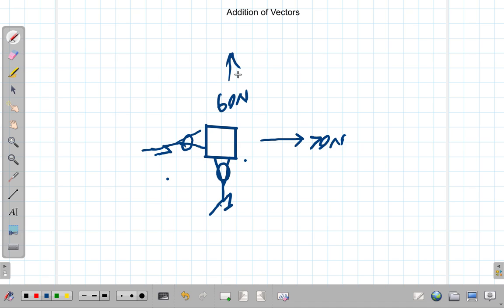Now what happened? The thing is, you can't just add them and say 70 plus 60 or 70 minus 60. You can't just do that, right? These vectors are not lined up in the same exact direction or in opposite direction. They are at, in this case, 90 degrees apart. So how do you deal with this type of situation? How do you add these two vectors and what will you get?